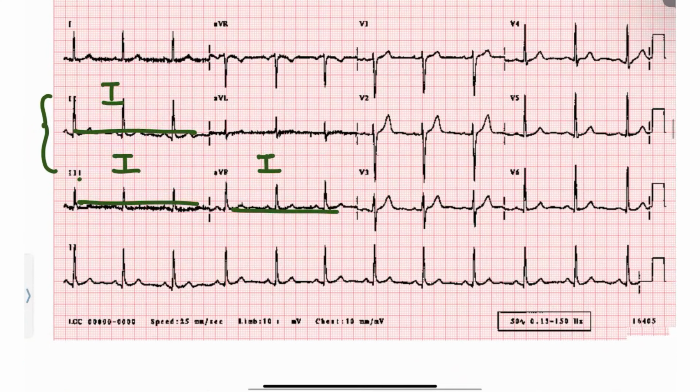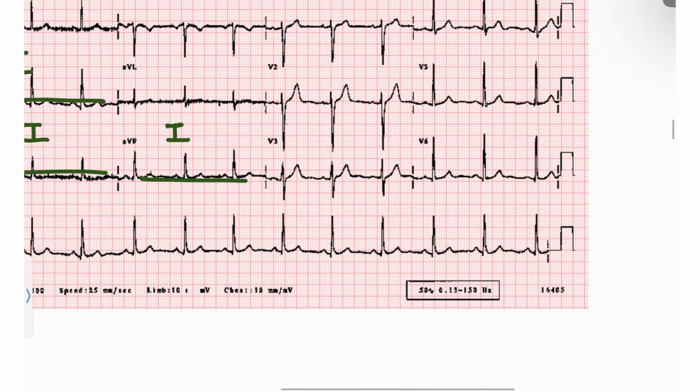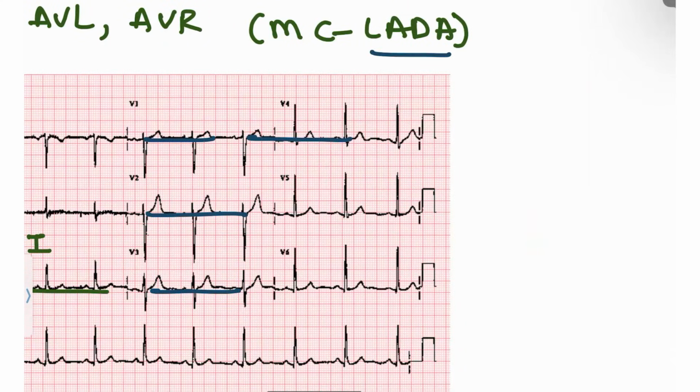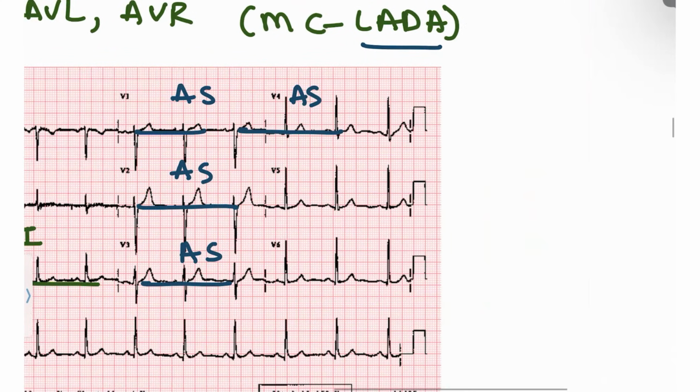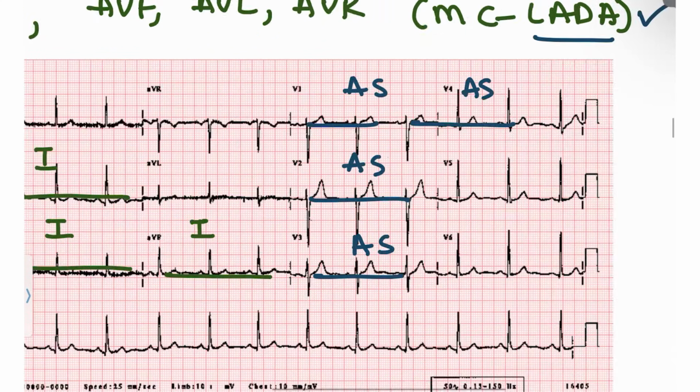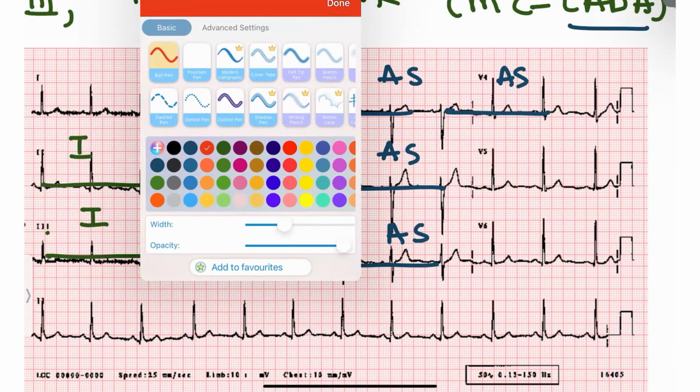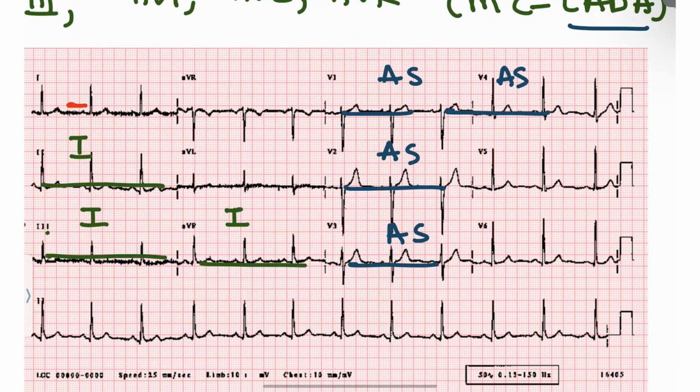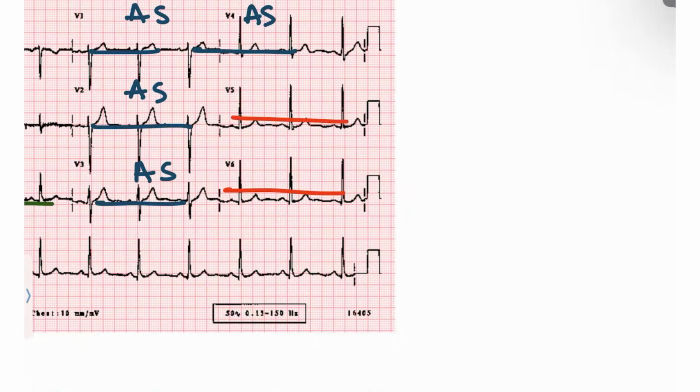Another one is your anterior side. Okay, anteroseptal. So this is the anterior side, and these anteroseptal leads are supplied by your LAD. Okay, these are your anteroseptal. Anteroseptal is supplied by the LAD artery. And next, the last and most important one, this is the lateral one. Okay, these are your lateral leads, and the lateral side will be supplied by the left circumflex artery.